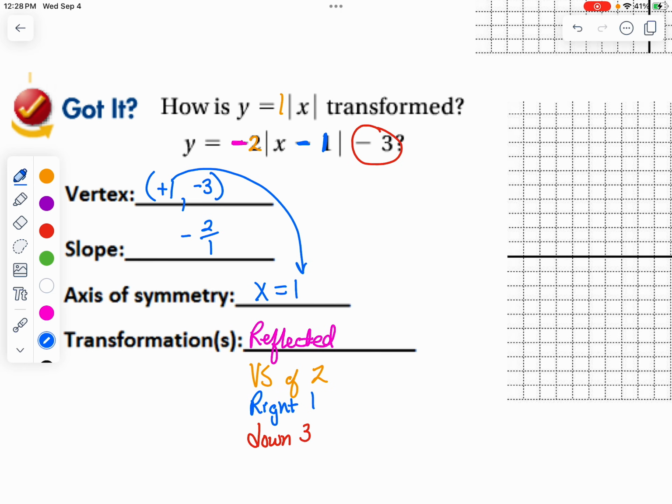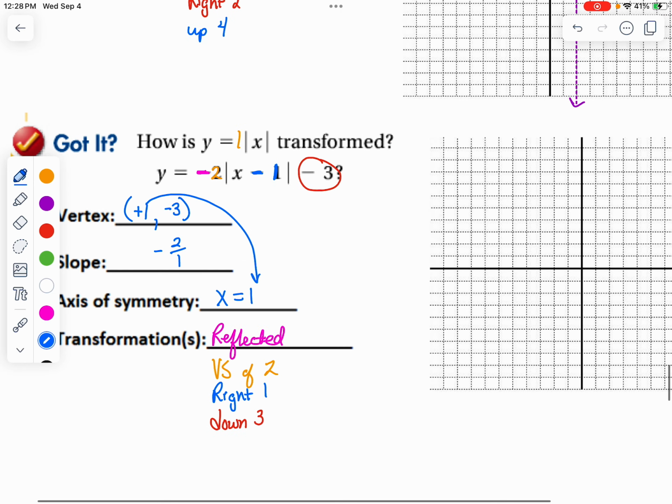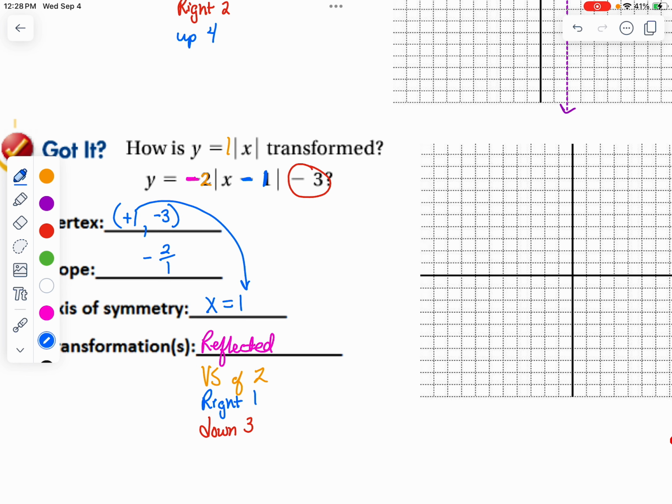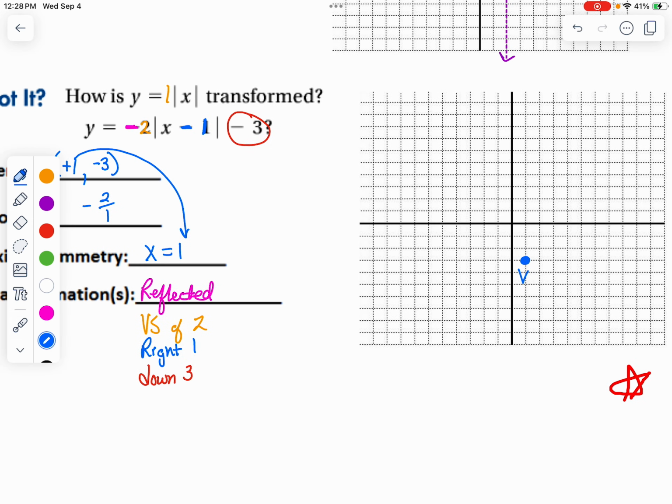I'm going to go ahead and graph it now. I will go over 1 and down 3. There it is. That's my point, my vertex. I'll label it with a V. And then I'm going to use my slope to go down 2 and right 1. Down 2 and right 1. That looks pretty good. Connect it, but don't go all the way, because remember, absolute values take a turn at their vertex. So instead of going down 2 and right, please go down 2 and left, down 2 and left.